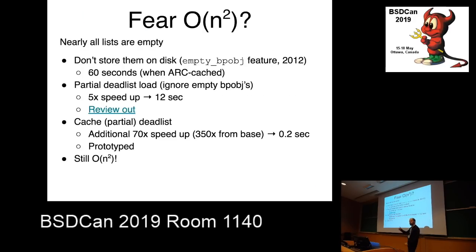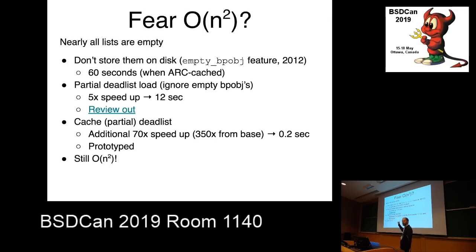All right, so in 2012, I implemented this feature called empty BPOBJ. This is an on-disk feature, so there's a feature flag associated with it, you might have seen that, to not store the empty sublists on disk. With that, we're able to answer that question about how much space the 8,000 snapshots are using in about a minute when they're cached in the ARC. Plus obviously we get to save all that space, right? You don't have the 300 gigabytes of wasted space storing all your empty deadlists.